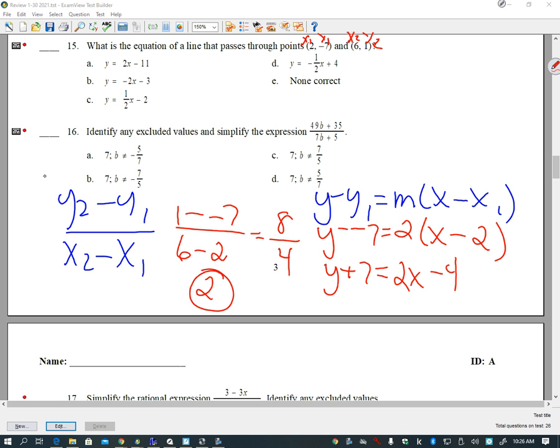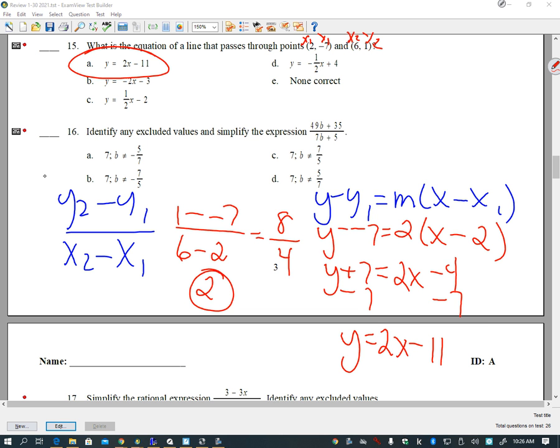Right? I'm going to do some multiple steps in here. What's my final step? Subtract 7 from both sides. Okay, so I got y equals 2x minus what? Y equals 2x minus 11.